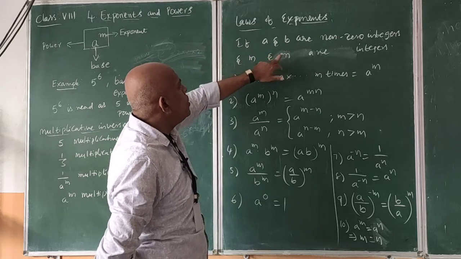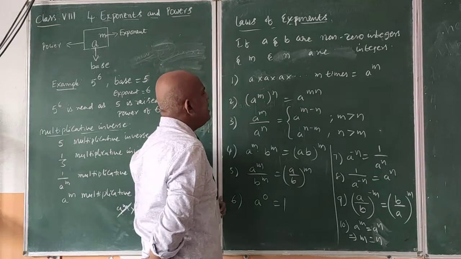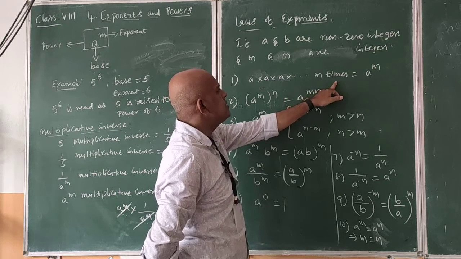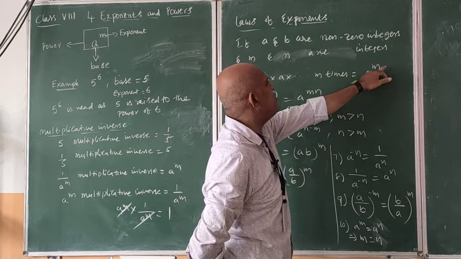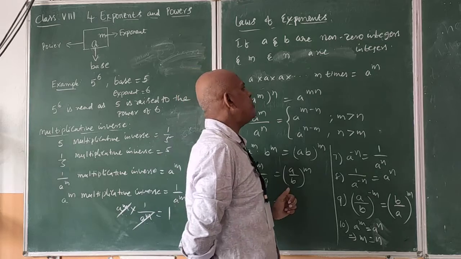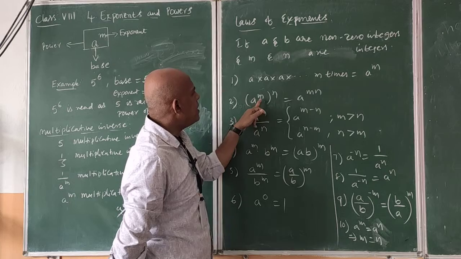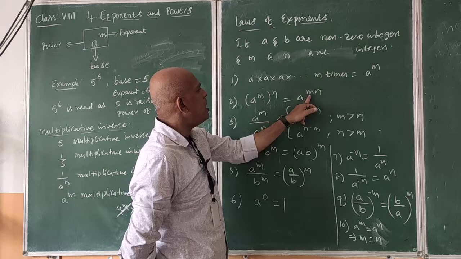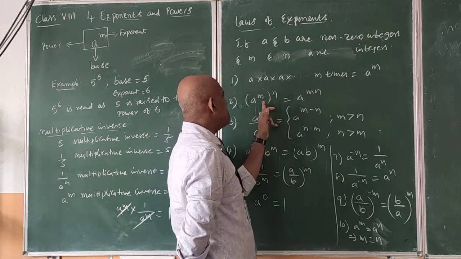If a and b are two non-zero integers and m and n are integers, then a into a and so on, m times. Suppose 5 times means we get a power 5, 6 times means a power 6, 7 times means a power 7. So m times means a to the power of m. Simply, it is written as a to the power of m, or a is raised to the power of m. Next law of exponents: a power m whole to the power of n is equal to a power mn. Exponents are multiplied here.